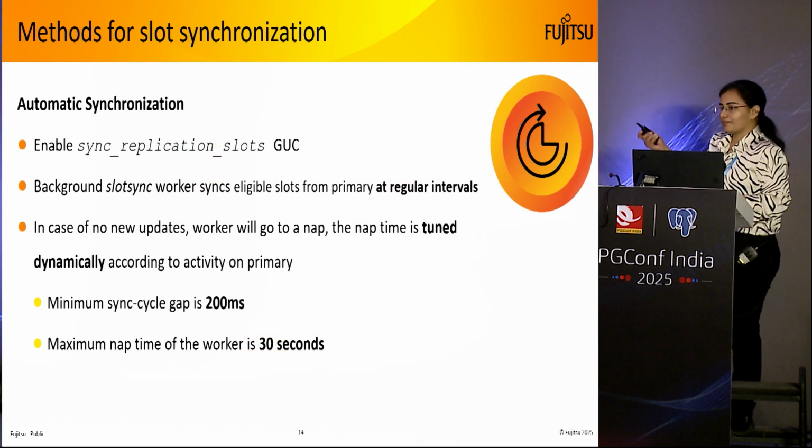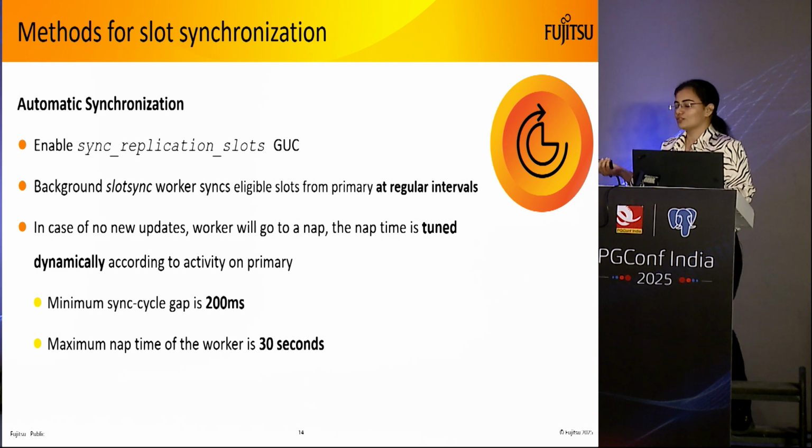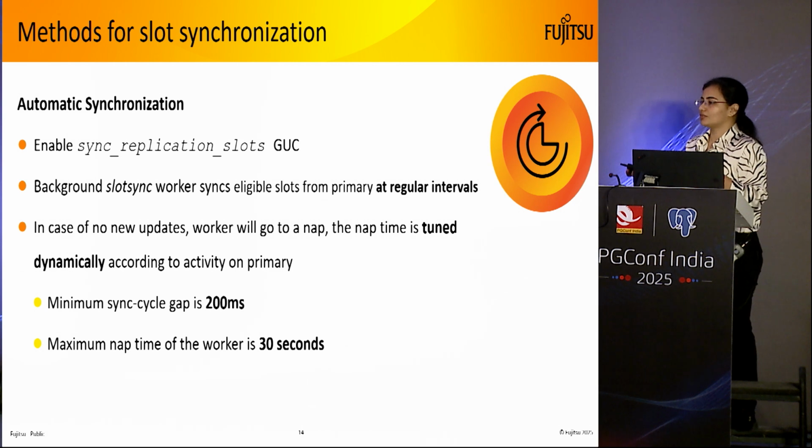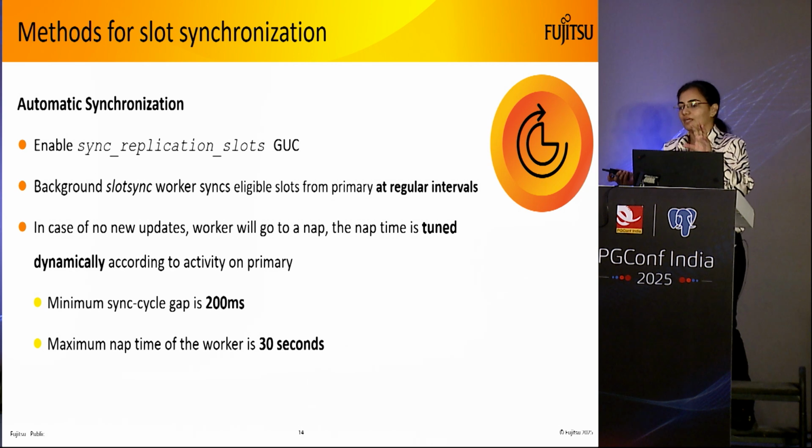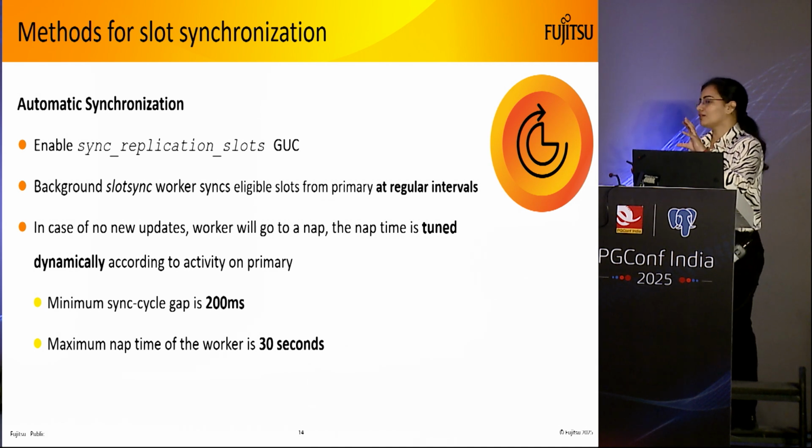Next, let's see the other method, automatic synchronization. To do the automatic synchronization, a new GUC is available, sync_replication_slots. When this GUC is enabled on the standby node, a background slot sync worker will start and it will keep syncing all the eligible slots from the primary at regular intervals. The one cycle we just saw, it will keep repeating at some time interval. The minimum gap between two sync cycles is 200 milliseconds.